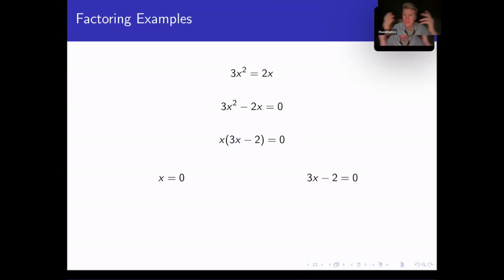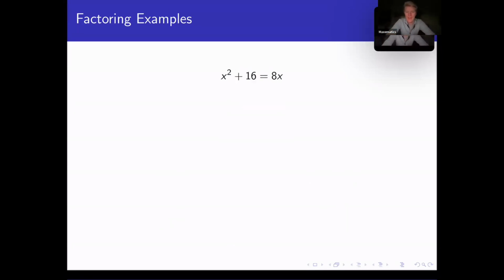Well, if anything, this actually made our job quite easy. x equals 0 is already done. 3x minus 2 equals 0. Add 2 to both sides. Divide by 3. So again, we get 2 solutions. So that's quadratic equations. It's nice when they boil down to linear equations almost immediately. Just a little bit of tinkering, just a little bit of factoring makes our job a lot easier to deal with.